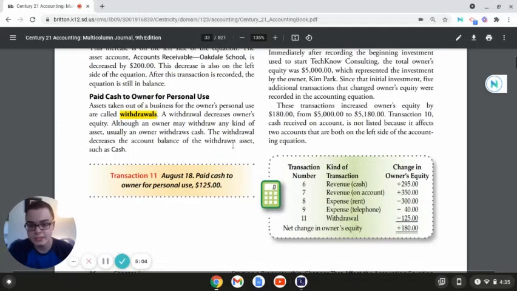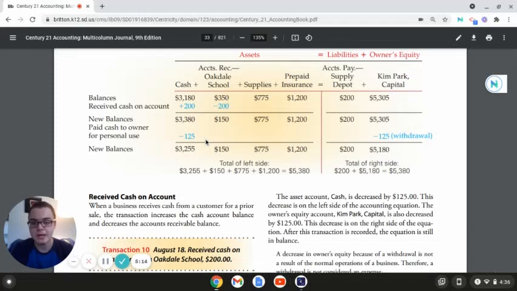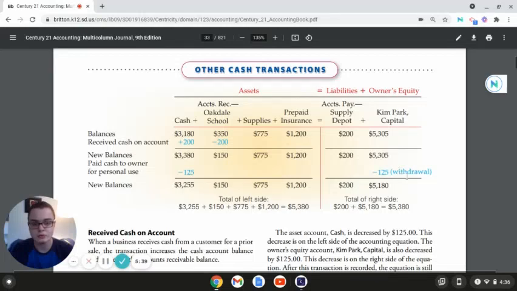And finally, transaction number 11 reads, on August 18th, paid cash to owner for personal use, $125. Okay, so when we pay cash, again, that means that our cash account is going down or decreasing. So we deduct $125 here. And we also deduct $125 from our owner's capital account because, again, if you notice, we are on opposite sides of the accounting equation. So whatever we do on one side, we have to do on the other. Otherwise, our accounting equation will not be in balance. And if you notice, it says withdrawal. That's because this is a withdrawal type of transaction.